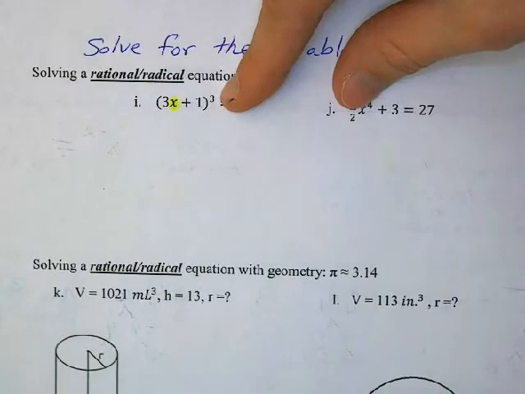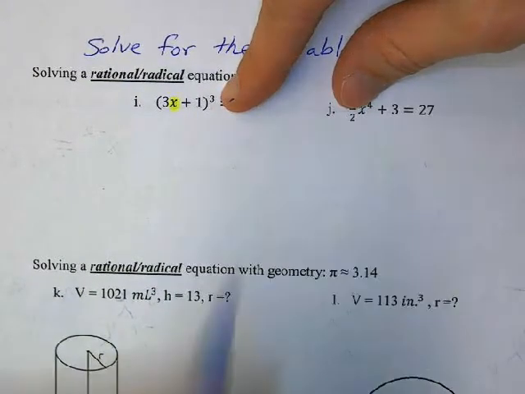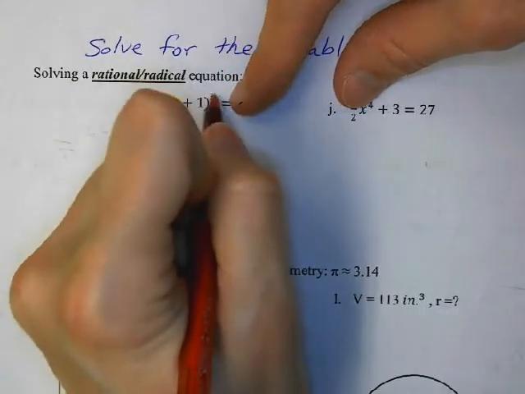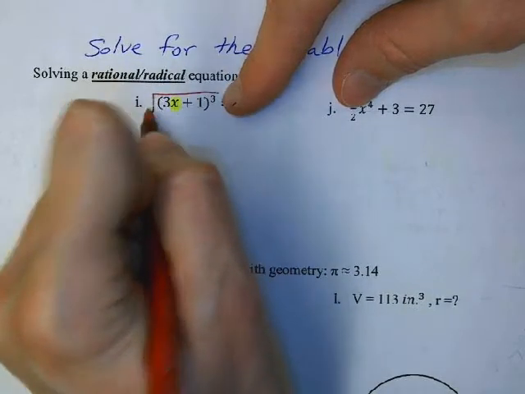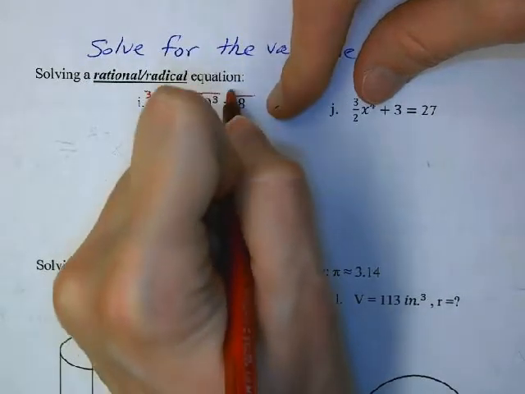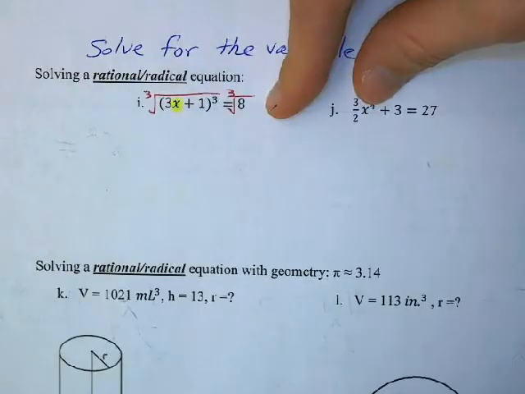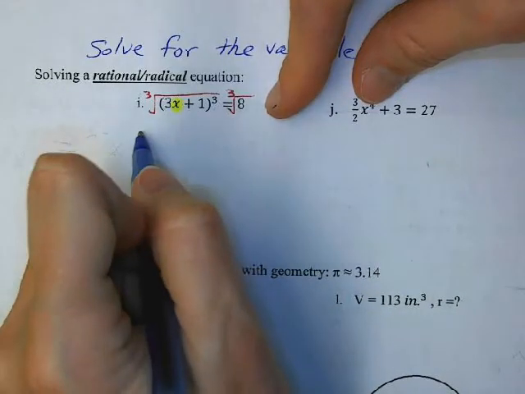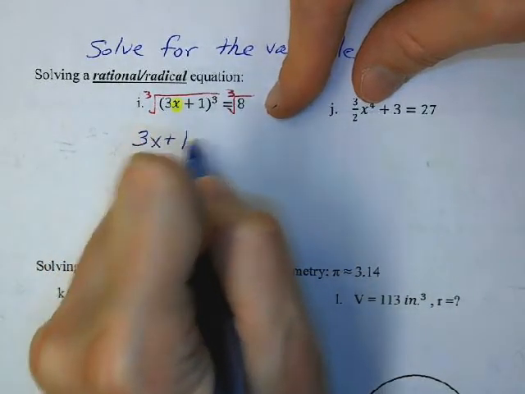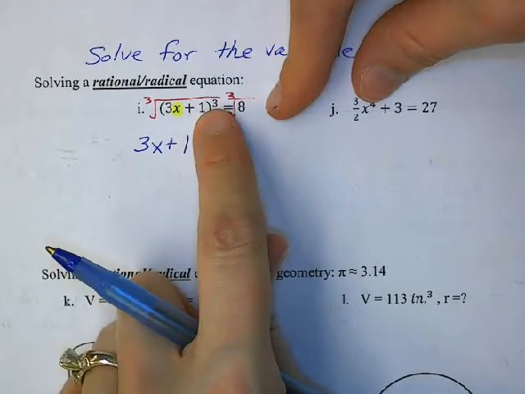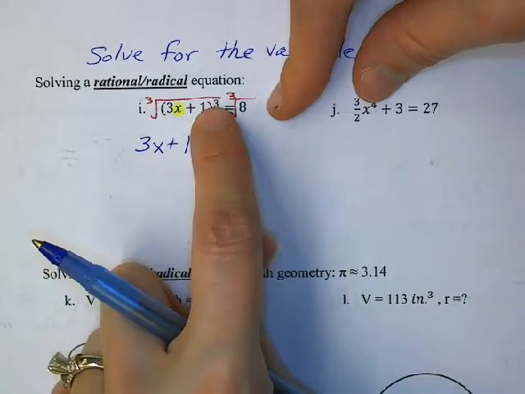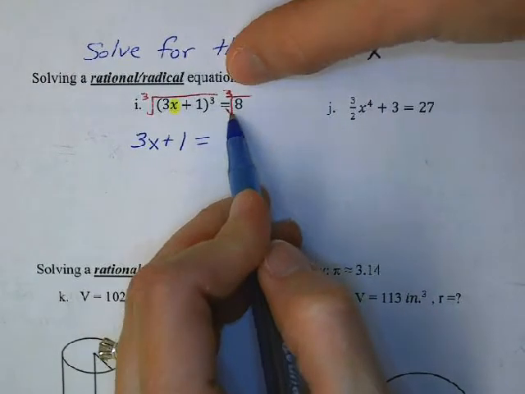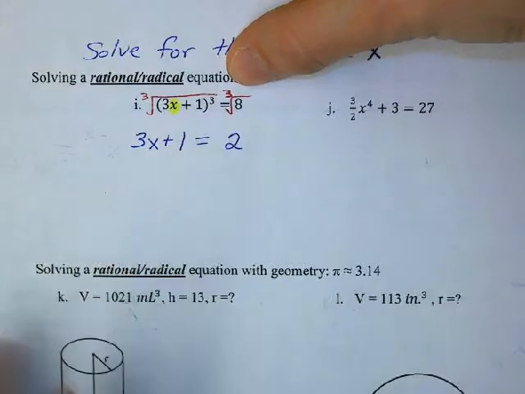Yeah, the opposite of squared is square root. The opposite of 3rd power is the cube root. So to get rid of this 3 on the outside, you have to take the cube root on both sides. That's the first step. Now it's just 3x plus 1, because the cube root cancels the 3rd power. What's the cube root of 8? 2. Good job. 2 times 2 is 4, times 2 is 8.